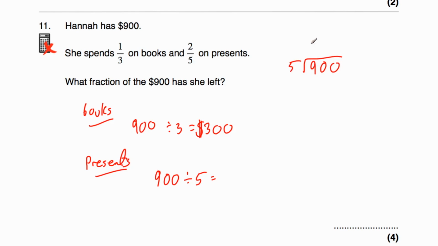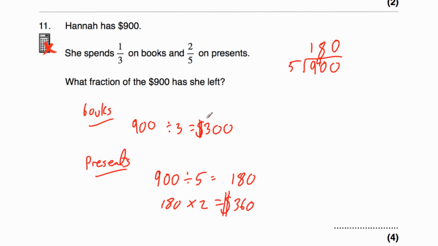5 goes into 9 once, remainder 4. 5 goes into 40 8 times, and 5 goes into 0 0 times. So a fifth of 900 is $180. And that's 1/5, but we divided by the bottom. We now need to times by the top. So we're going to take the 180 and multiply by 2. And 180 multiplied by 2, well, 18 times 2 is 36. So 180 multiplied by 2 would be 360. Alternatively, you could use the column method of multiplication there if you wanted to. So that means that she spends $360 on presents.